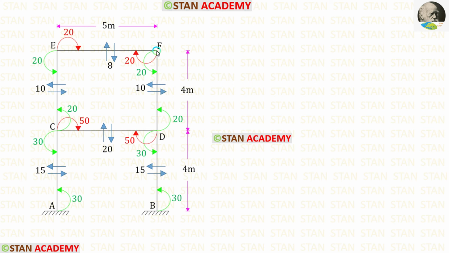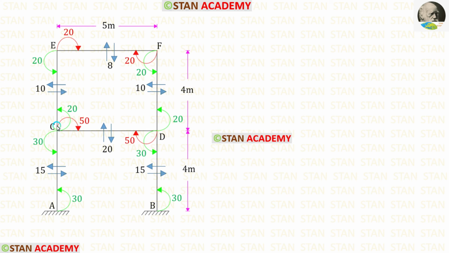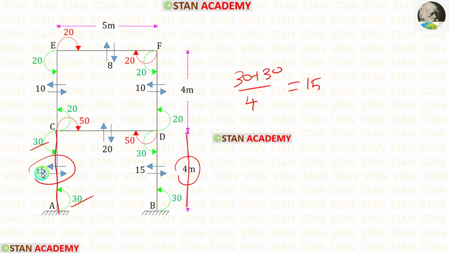Now let us find the shear force in the column FD. For that, we have to add these two moments, so 20 plus 20, and then divide by the height 4. When we do that, we are getting 10. Now let us find the shear force in the column CA. For that, we have to add these two moments, so 30 plus 30, and then divide by the height 4. When we do that, we will get 15.